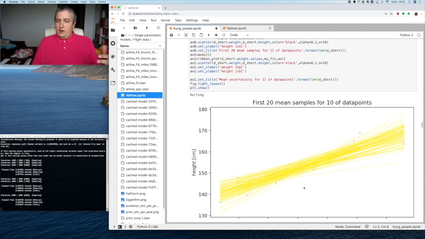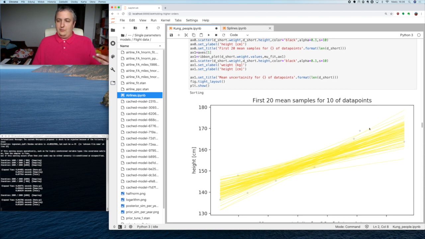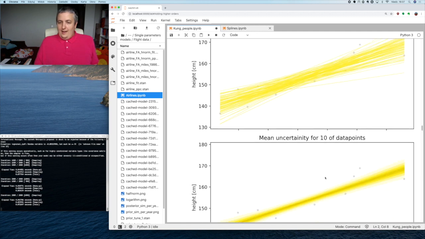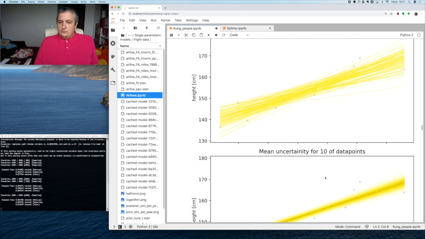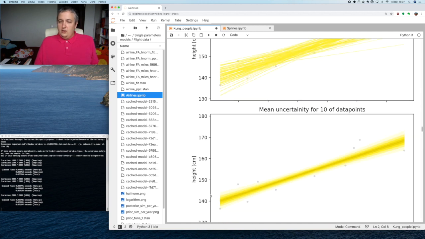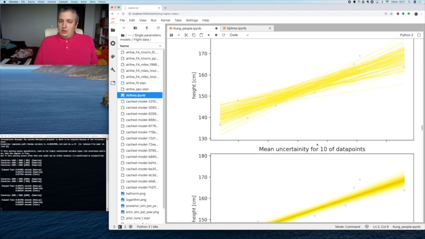The first 20 samples of our lines for our data give us a very large spread, really. We don't have much certainty about what's going on. The data points, as you can see, are limited here, and if we consider the mean of our distribution, this is also relatively uncertain.